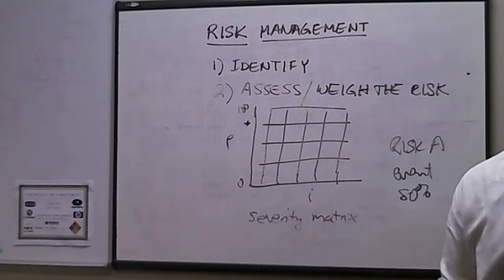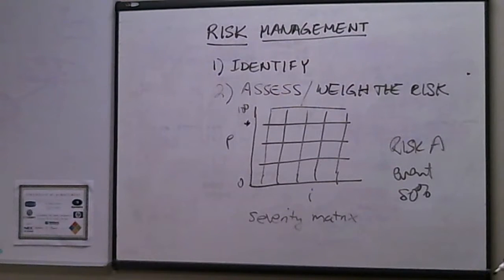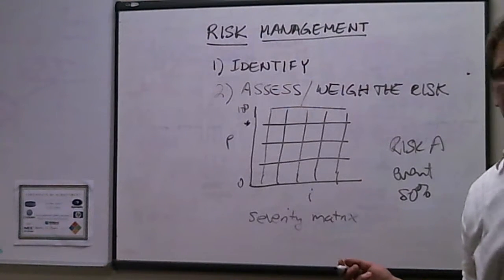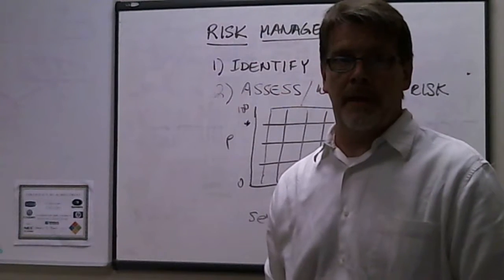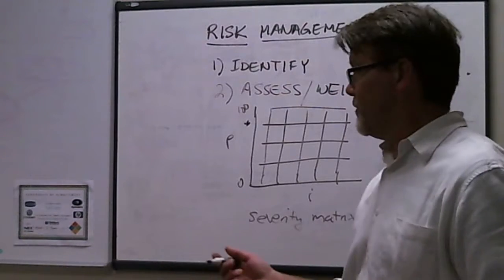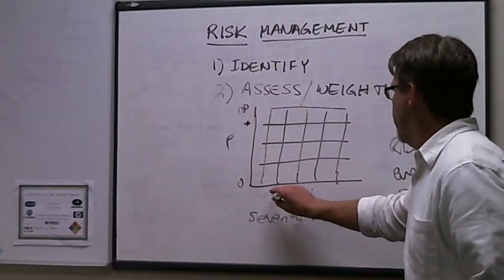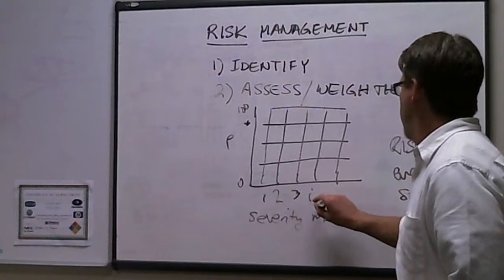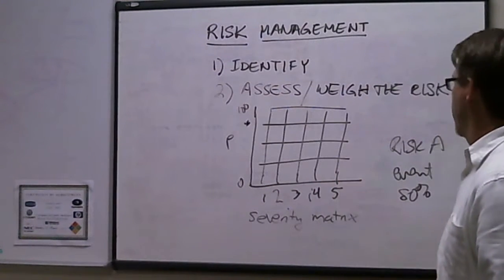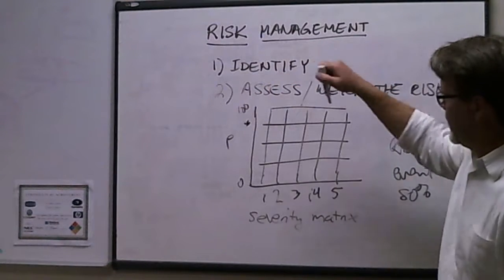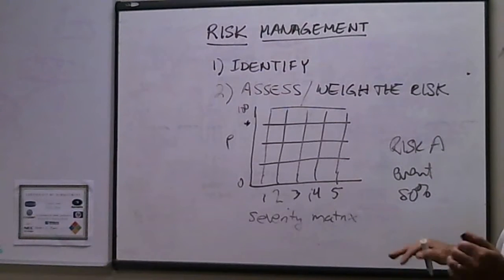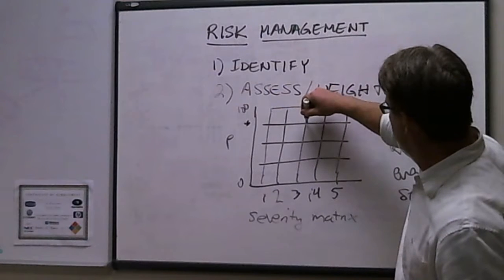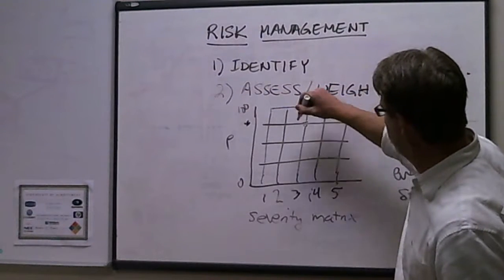So what may the impact of that risk be? Maybe we'll give it a scale of 1 to 5, with 5 being the highest impact and 1 being really minimal impact. Let's give it a 3. So if we go down here and call this 1, 2, 3, 4, 5, we've got an 80% probability of risk A occurring, and it has an impact, we said, of 3. So we'll just put it right here on the matrix.